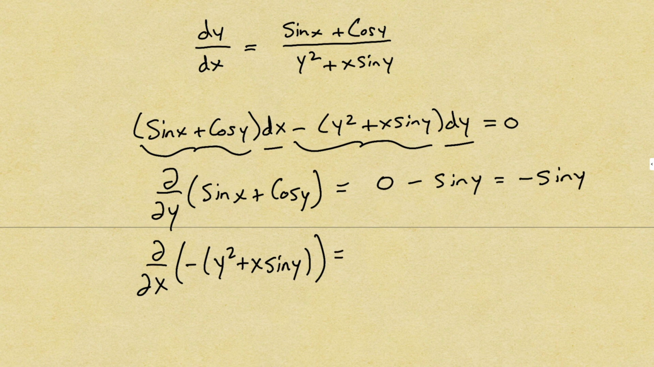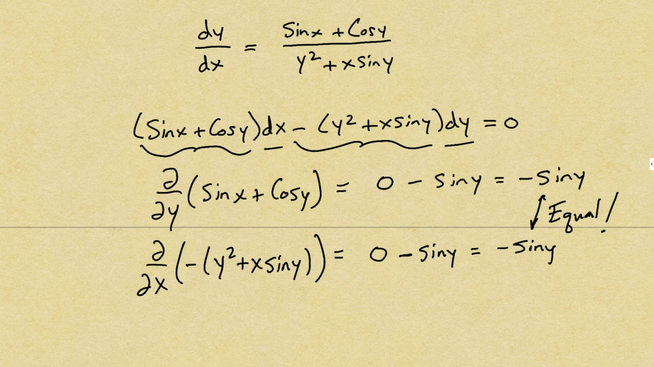And for the other term, we take the derivative with respect to x, so let's see. Now the y's are treated as constants, so the whole first term, which is negative y squared, is 0. And the next term has an x times a sine y, and then don't forget the minus sign. So we just end up with a minus sine y, which is that. And we see that these are equal. And that means that this is exact.